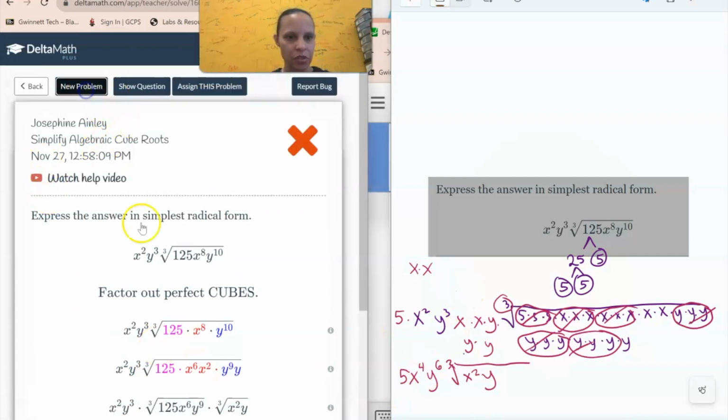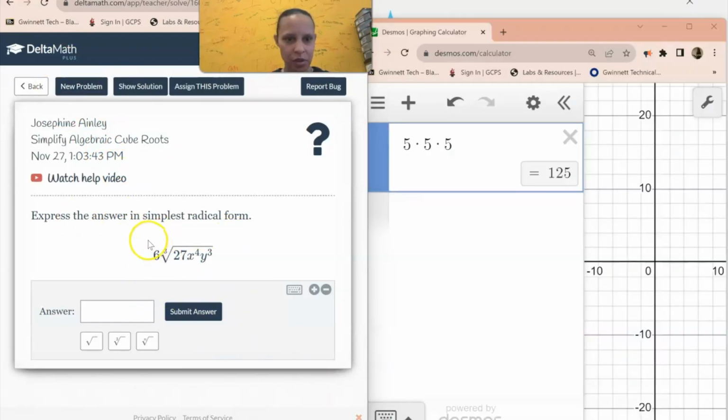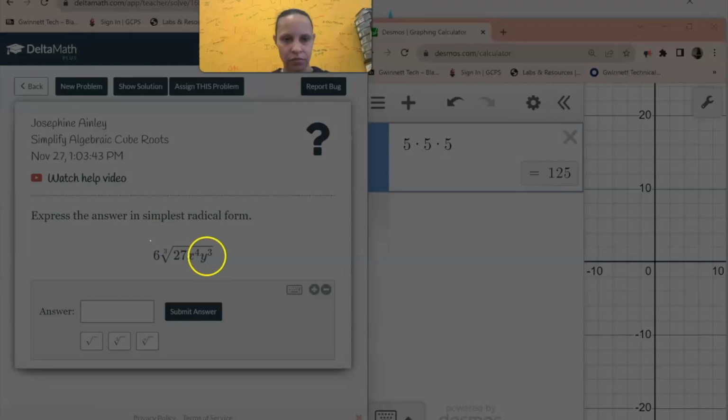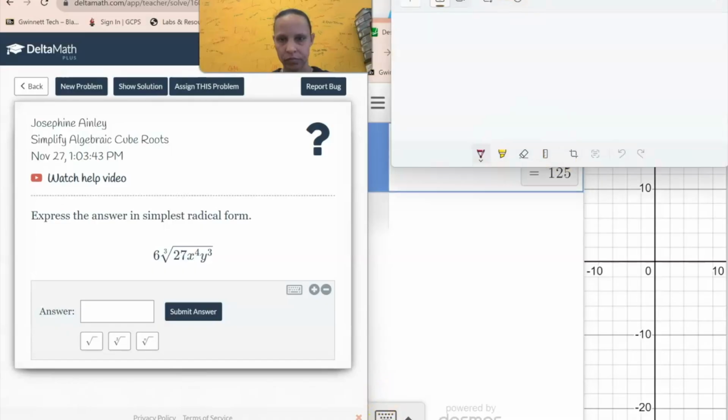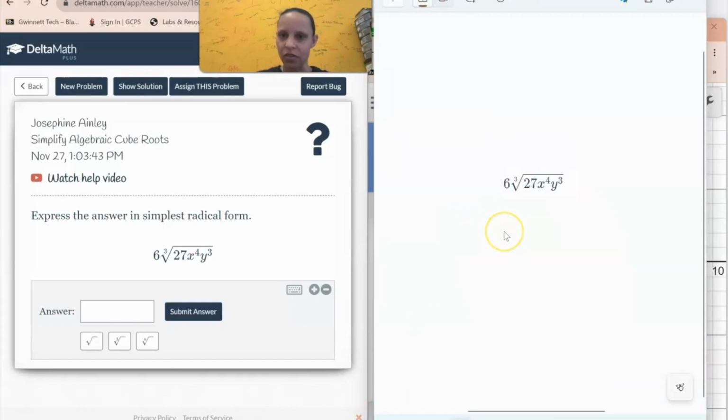We'll do one more example just because I got that one wrong. So let's do another one. So here it is. Express that in simplest radical form. So we're going to go ahead and show our work for that. All right, so again, start by breaking everything down. So let's break 27 down. That's 3 times 9, and you can just use a calculator. And this is 3 times 3.